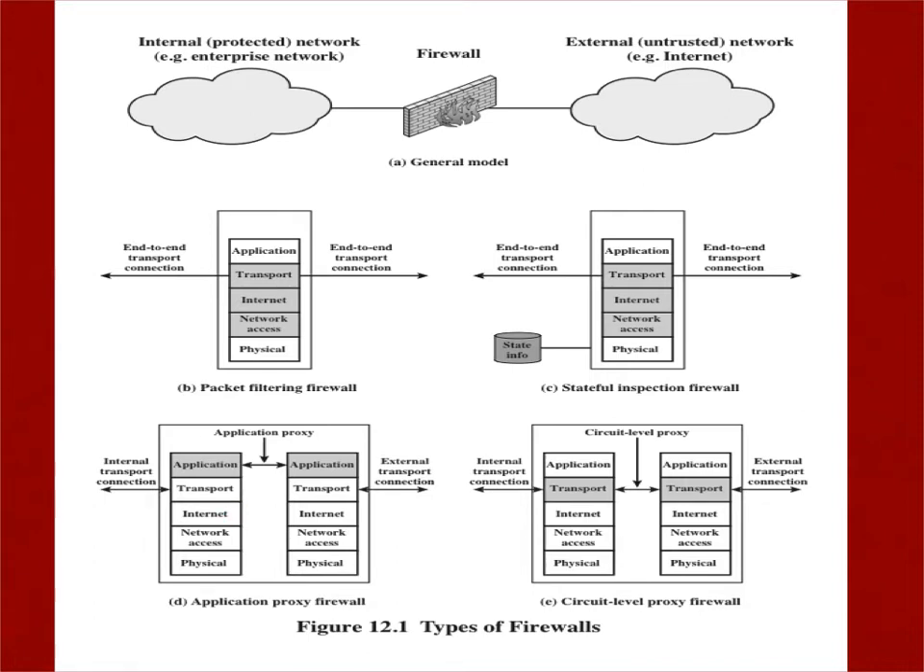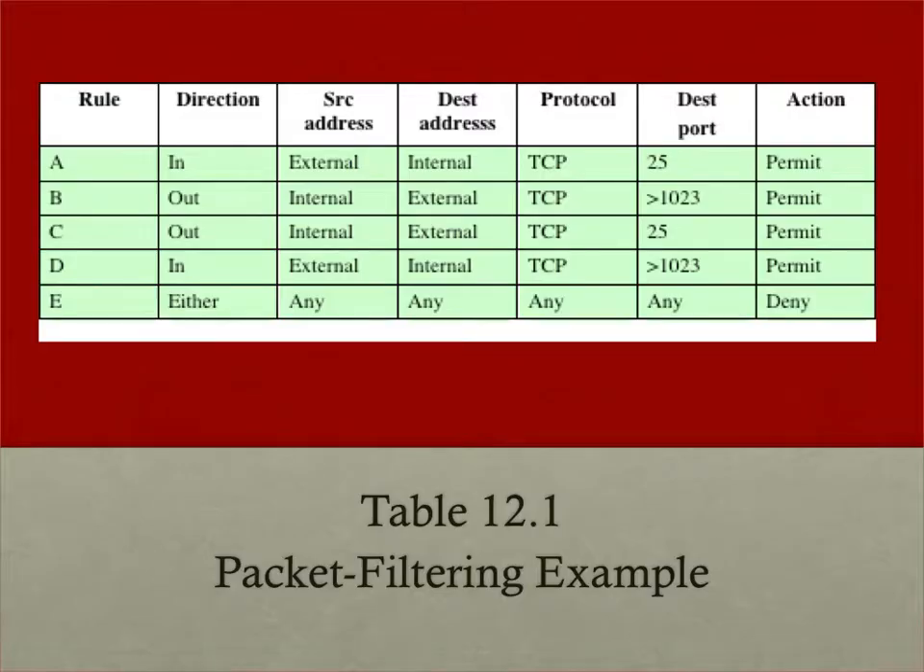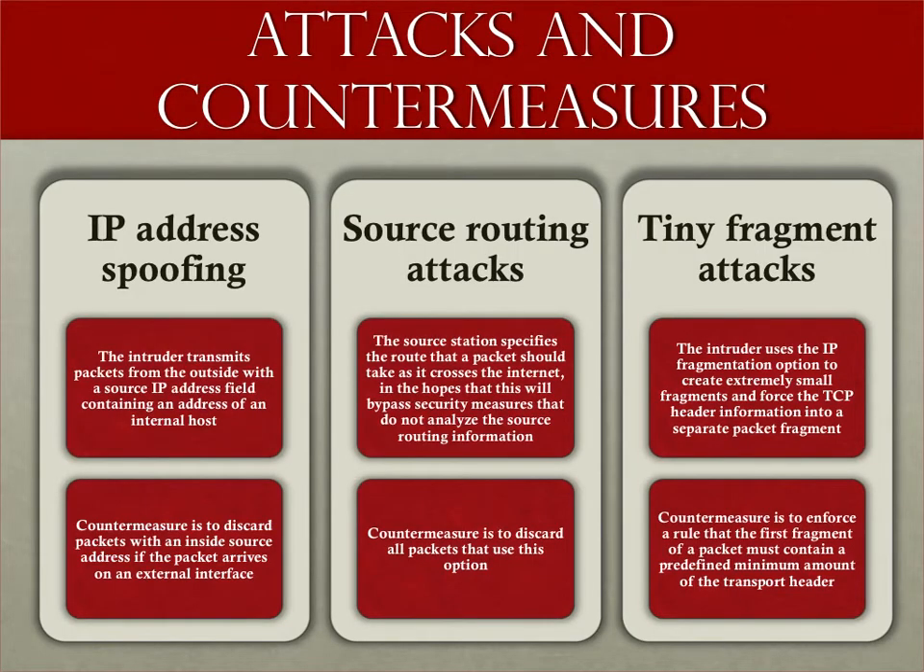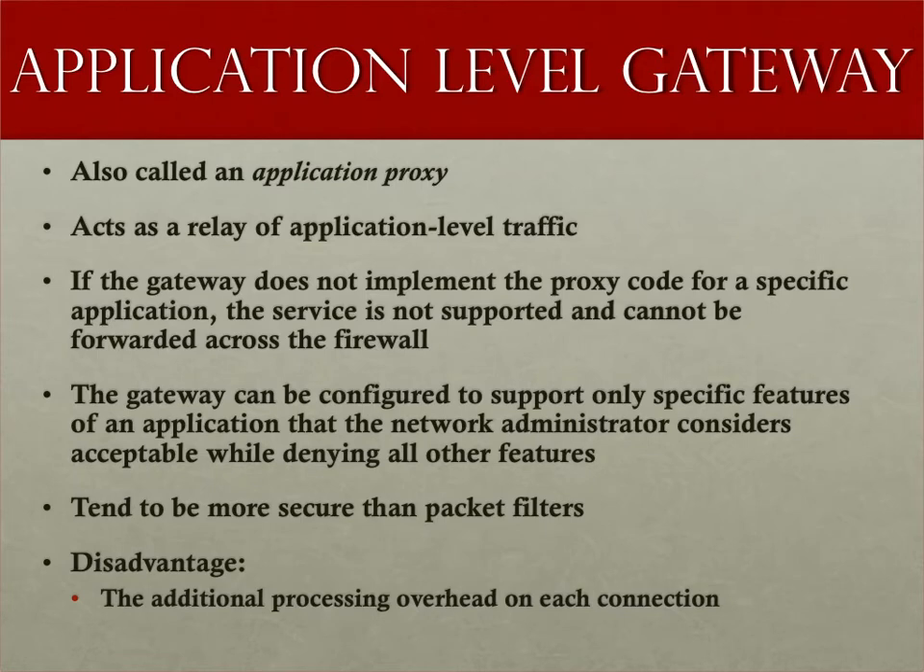Today we're going to talk about these two types, and then we will discuss the different categorization of firewalls with respect to implementation and with respect to deployment. So it comes to the third type, which is the application level gateway. Application level gateway is also called application proxy, and it acts as a relay of application.